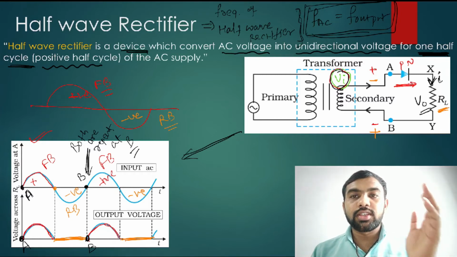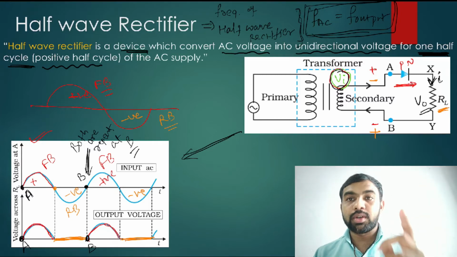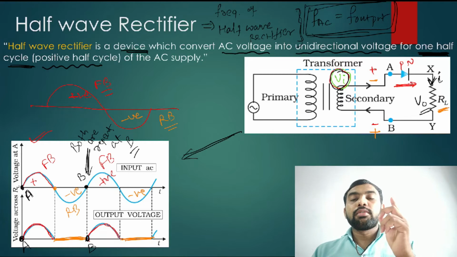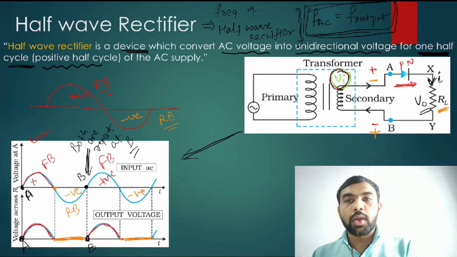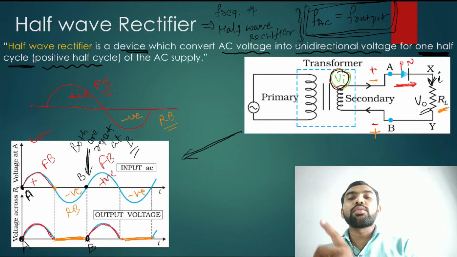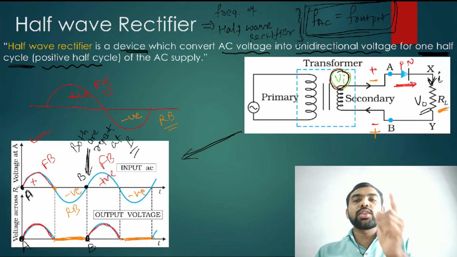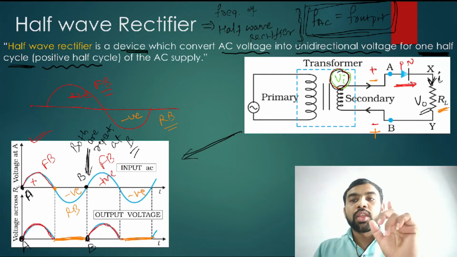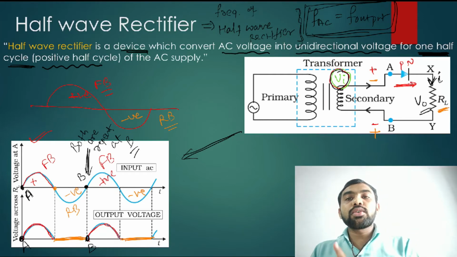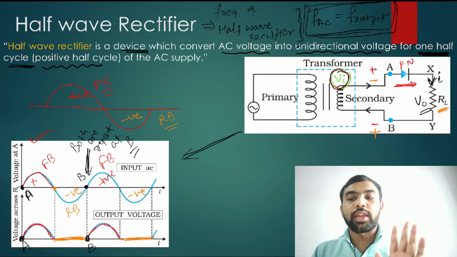This type of question is generally asked in examinations, so it must be remembered. In the case of a half wave rectifier, the frequency of input is equal to the frequency of output. The frequency of AC is equal to the frequency of pulses. Here this is called a pulse. It is not constant, its value also changes, so we call it a pulse.